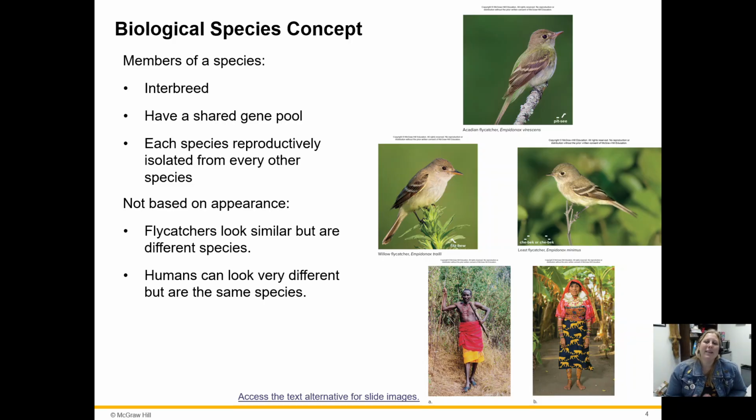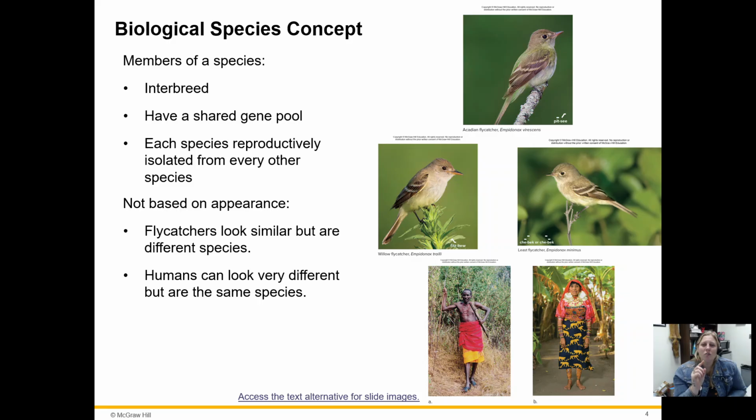Now, this is not based on appearance. For instance, these three birds are different bird species. I know, it's crazy. Flycatchers, the bane of any bird watcher's existence, because these guys like to sit at the very tippy tops of trees. They all look the same. They move in the same way. You can't look at their behaviors to determine who's who. You have to hear their calls, and their calls are very, very different.